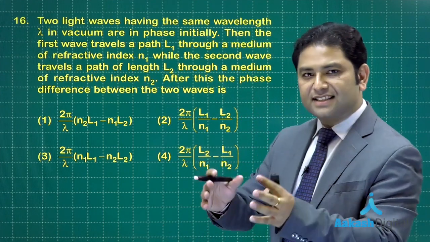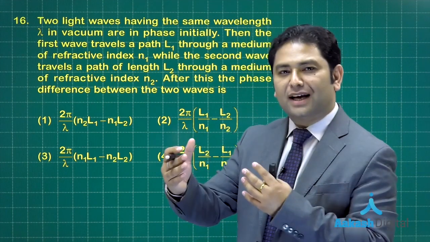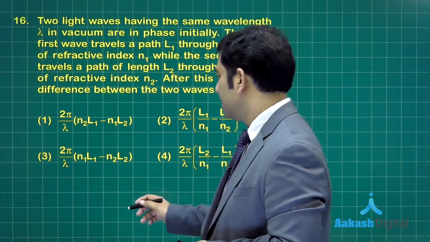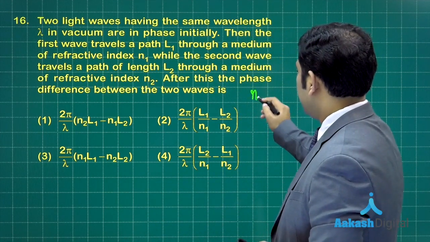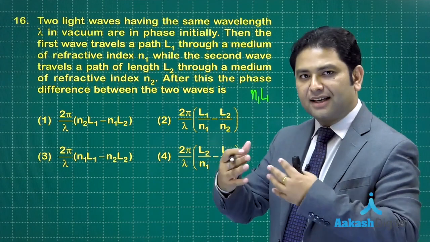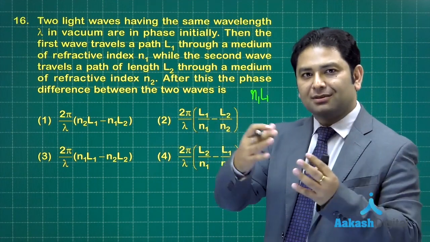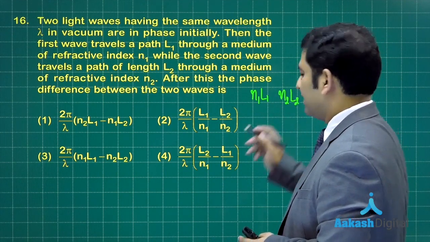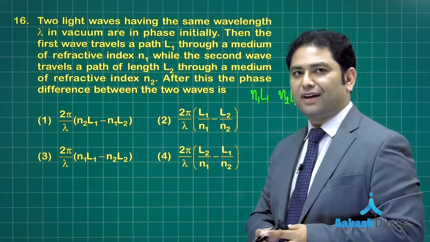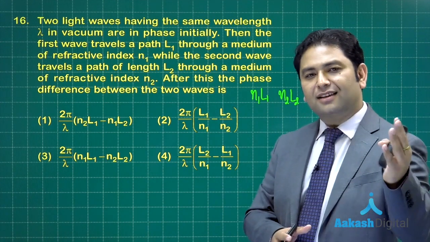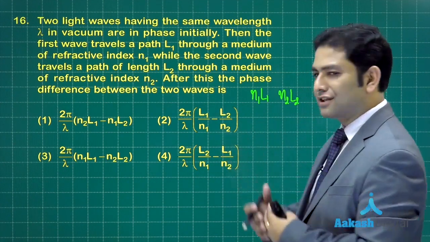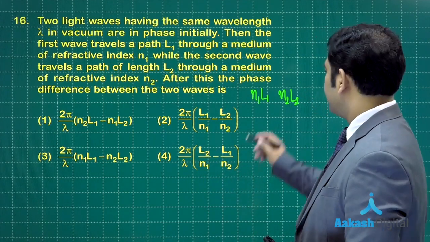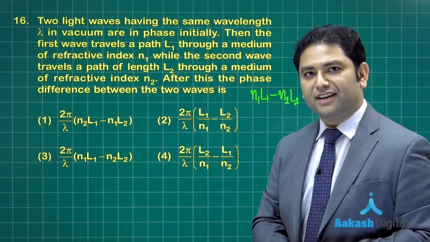You know, a distance L1 in a medium is equivalent to N1 L1 in vacuum. That's how the conversion goes. So what can I write? N1 L1 is the equivalent path length in terms of vacuum. Similarly, N2 L2 is the path length equivalent in terms of vacuum. A length L2 in the medium will produce the same phase difference as traveling N2 L2 in vacuum. That's a concept there. And this is the path difference, right?